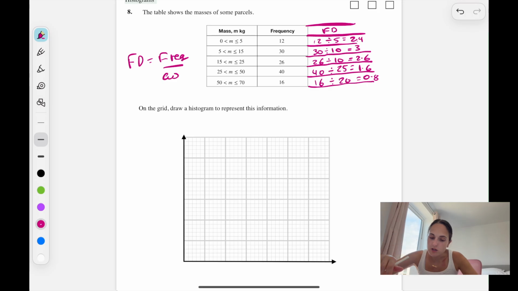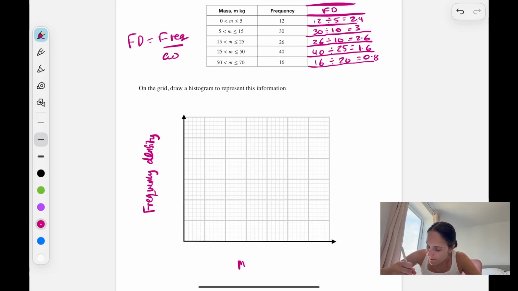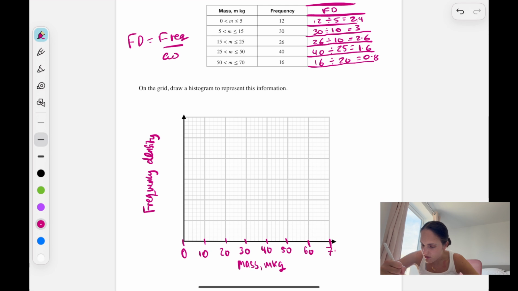So I'm going to do the frequency density along the y-axis. So I'm going to write frequency density here. And then along the x-axis, I'm going to write mass, and it's in kg. So the mass needs to go from 0 to 70. So I can put 0 here. If I kind of just count them, so 10, 20, 30, 40, 50, 60, 70. So I can go up in tens. So 10, 20, 30, 40, 50, 60 and 70, and the frequency density, it needs to go up to 2.6.